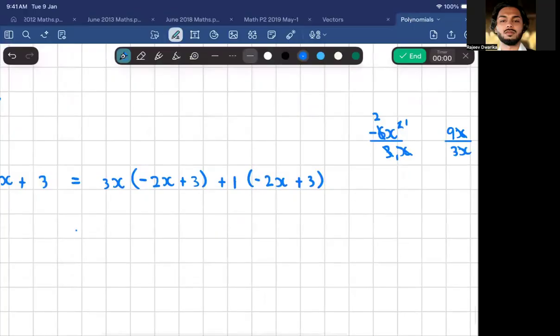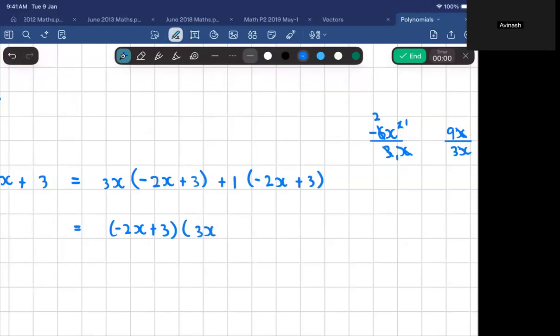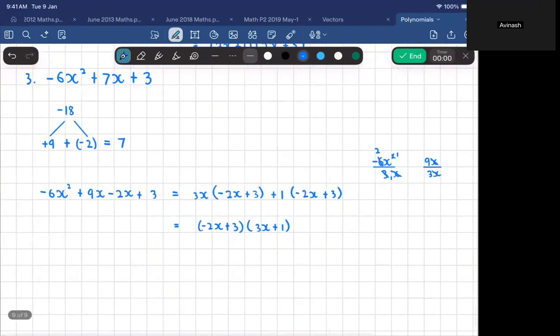Since I did that, I could now pull out what from here and here? Minus 2x plus 3. I could pull out minus 2x plus 3, and I'm going to write what here and what here. 3x plus 1. You would have to put the 1 there to see it.